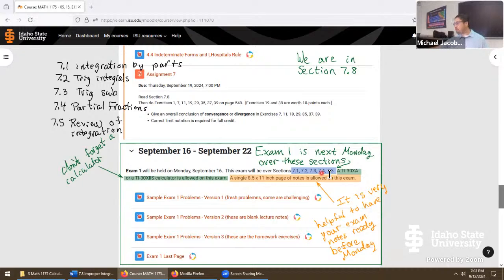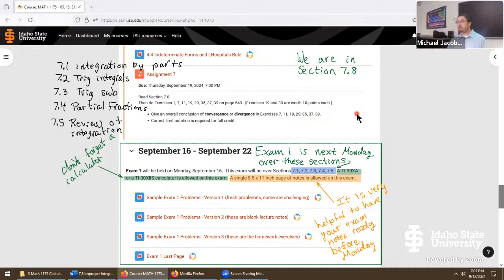So the exam is over those sections highlighted. There'll be integration by parts, trigonometric integrals, trigonometric substitutions, and partial fraction decomposition. But 7.5 was just a review section, so I'm not directly asking questions out of this section. I'm just asking from 7.1 through 7.4, but if that's a review question, it kind of goes together.